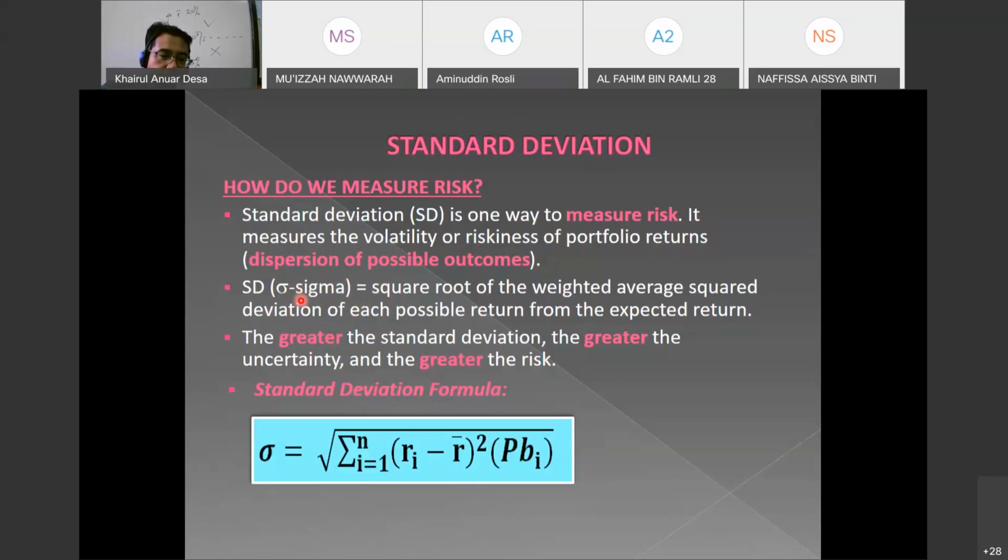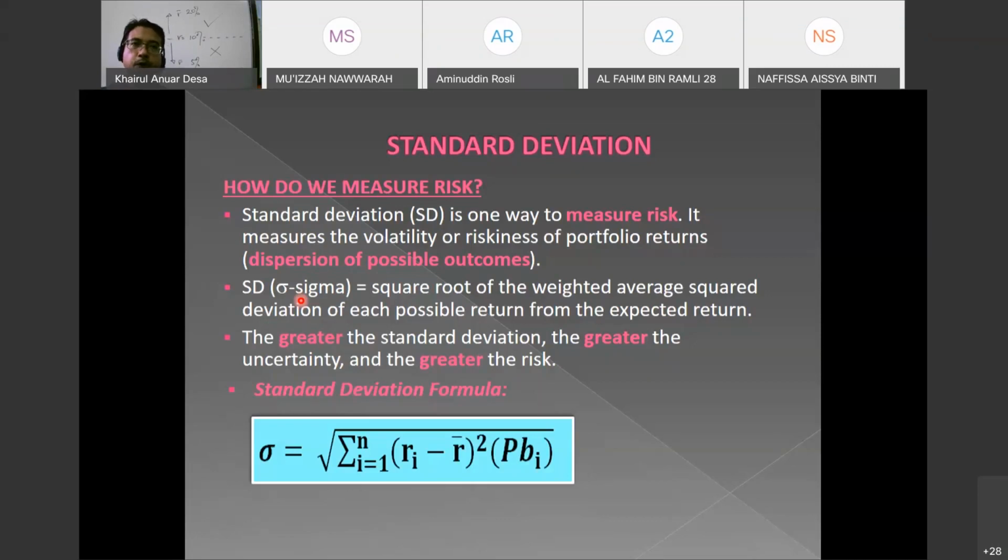What is the standard deviation? Standard deviation is the square root of the weighted average squared deviations of each possible return from the expected return. Dia adalah punca kuasa 2 bagi suatu purata pemberat yang kita gunakan untuk mengukur risiko tersebut.